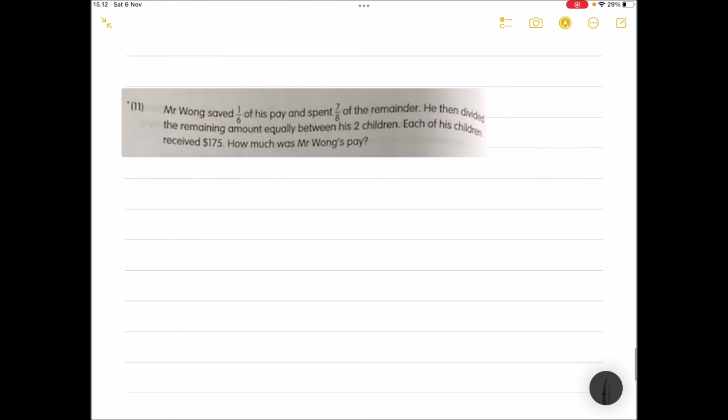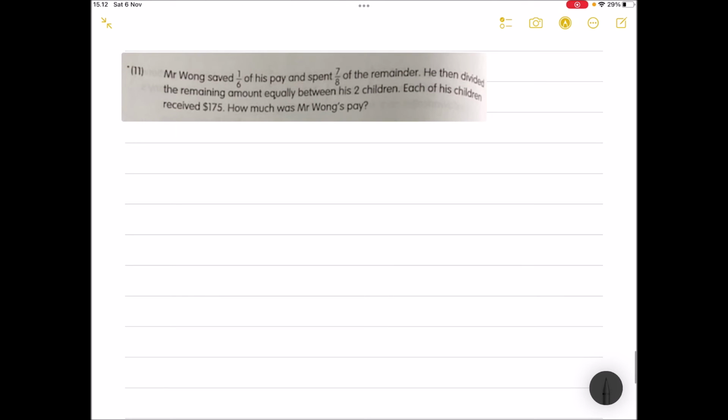Number 11. Mr. Wong saved a sixth of his pay and spent 7/8 of the remainder. He then divided the remaining amount equally between his 2 children. Each of his children received $175. How much was Mr. Wong's pay? Again, let's draw the payment. I do not know how big. Assume this big.